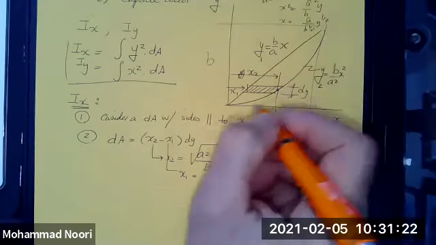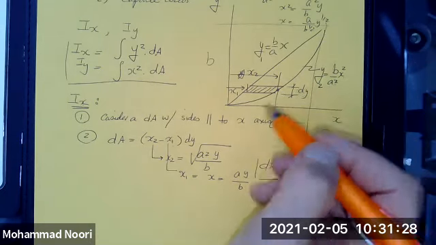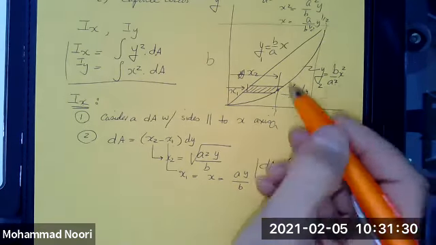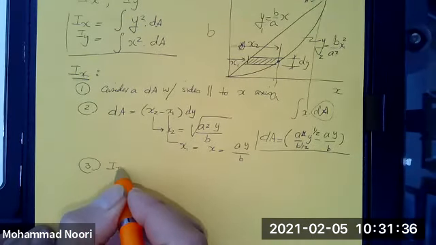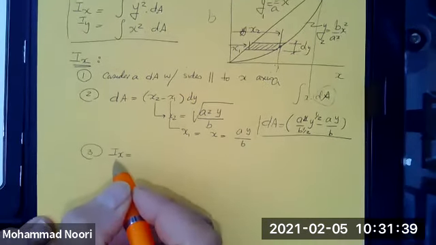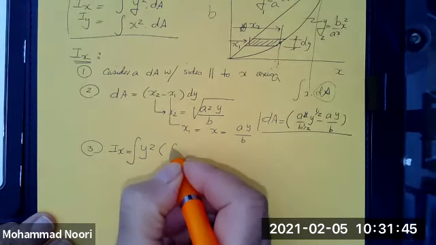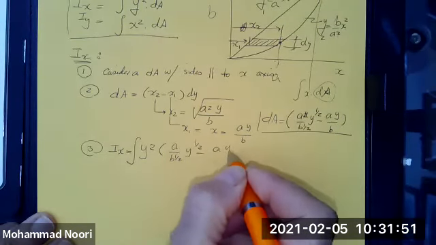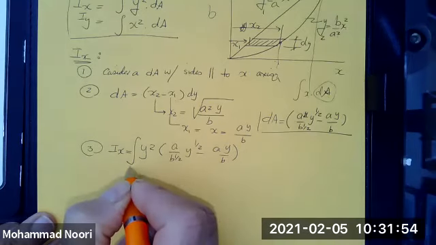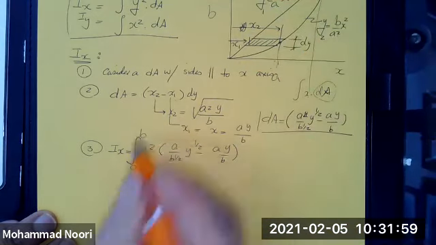Yeah, that makes sense. Any x along this function is evaluated from here in terms of y. You want x in terms of y, right? And that's all I did. So now you substitute this into this equation, okay? So Ix would be the integral of y squared times a over b half, y half minus a y over b. The bounds of integration, dy, vary from 0 all the way to b, okay?